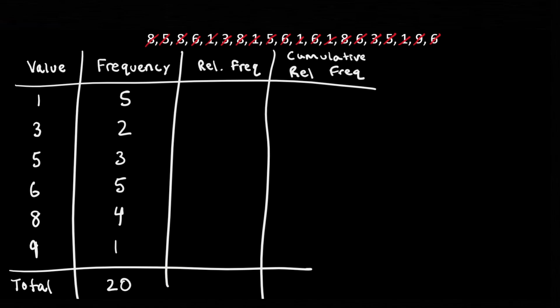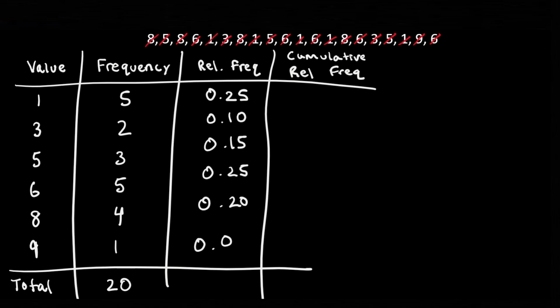Thus, the relative frequency for the value 1 is just 5 over 20, which is 0.25. For 3, it's 2 over 20, which is 0.10. For 5, it's 3 over 20, which is 0.15. 6, it's 5 over 20, which is 0.25. 8, it's 4 over 20, which is just 0.20. Then 9, it's 1 over 20, which is 0.05.